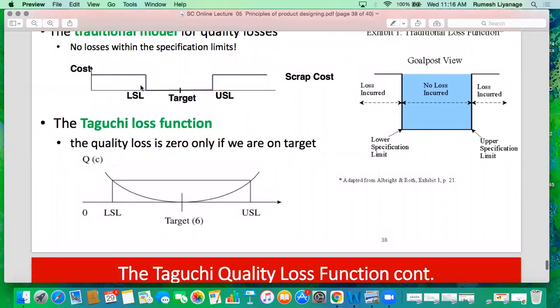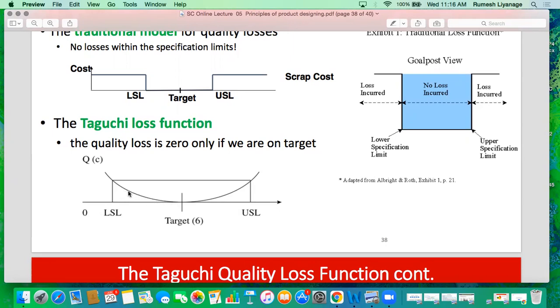Here we consider the quality loss as one going below this point and one going beyond this point. But in Taguchi's method, you can see he has introduced this method. Here the lower specification level and upper specification level are all similar. According to Taguchi's method, this is the only place with no quality loss. But there are some quality losses from here to here.